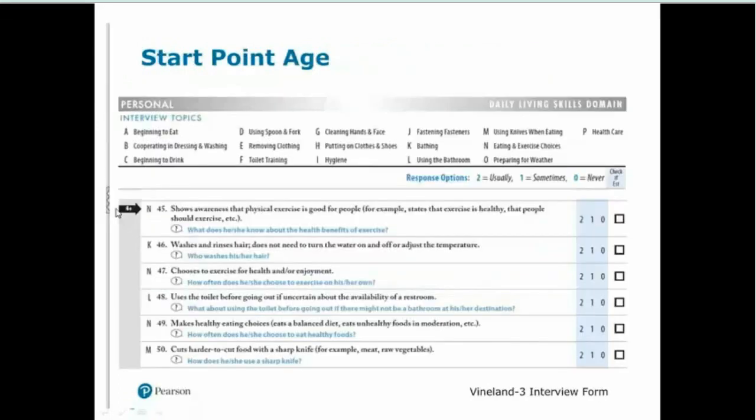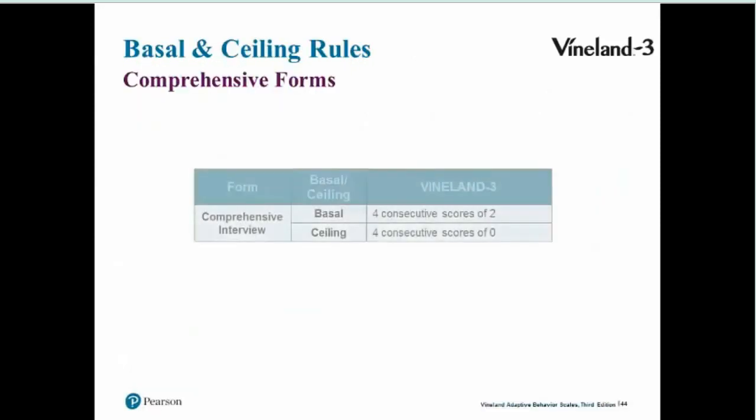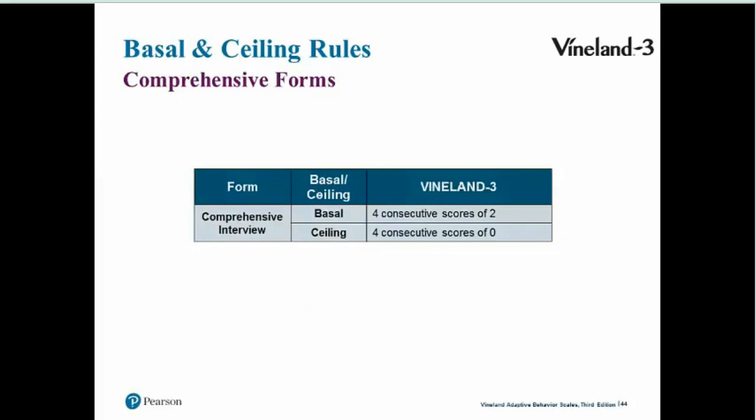Here's an example of the arrow going across at item 45, which shows this is the start point based on the developmental age of 4 years plus. The comprehensive form does use basal and ceiling rules. So when you're doing the interview, based on your start point, the child needs to get 4 consecutive scores of 2. If the first 4 items you administer at that developmental age start point are not scored a 2, you need to work backwards until 4 consecutive scores of 2 are obtained. Once you have 4 consecutive scores of 0, you can stop that particular part of the interview and go on to the next section.